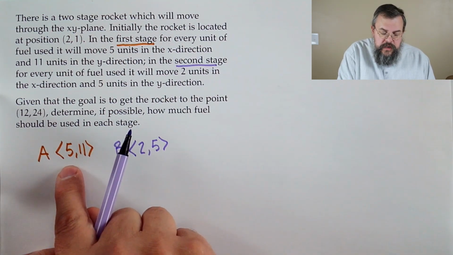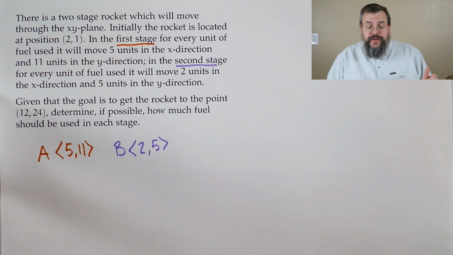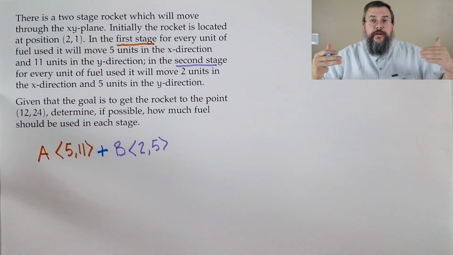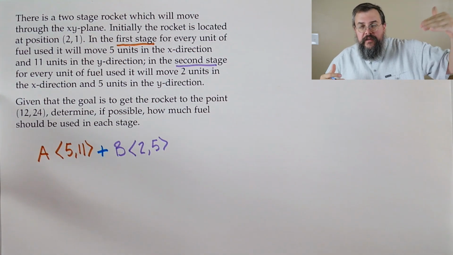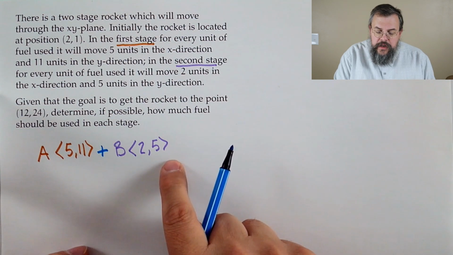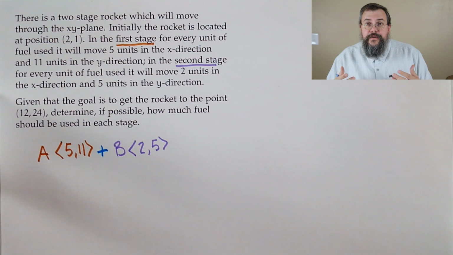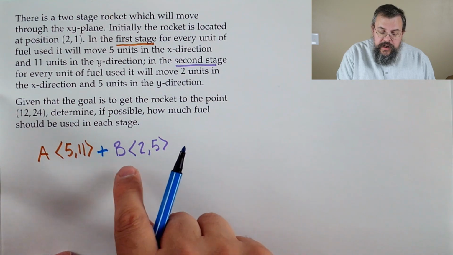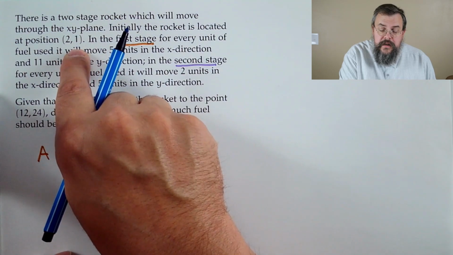So we have stage 1, stage 2, and we say, well, what do we want? Well, we want to know what's our total change. So we say add the two of these together, and that's going to be the net result. However much we spend in stage 1, combined with however much we spend in stage 2, our total change will be given by this expression. Now, what are we trying to do? We're trying to get to (12, 24). Now, be careful. That doesn't mean we're going to set this equal to (12, 24), because where do we start? We start at (2, 1).